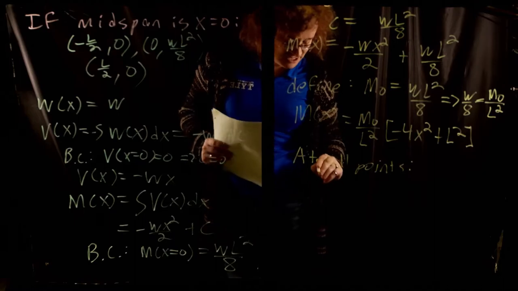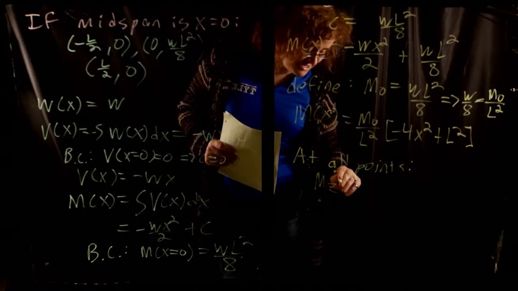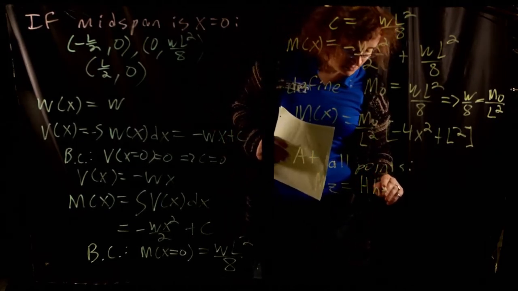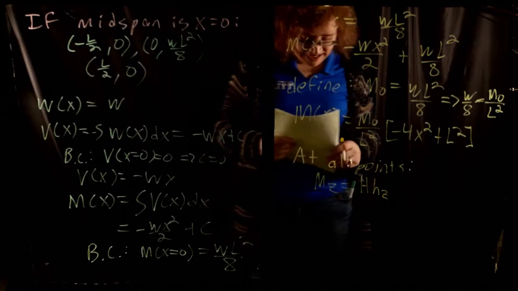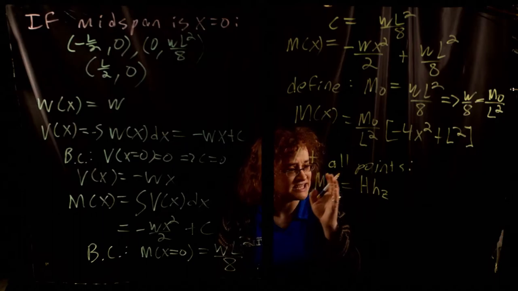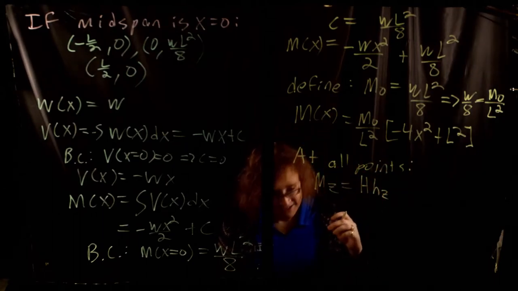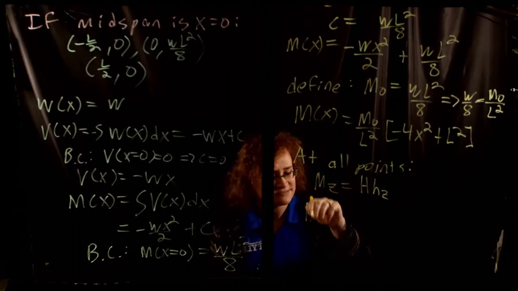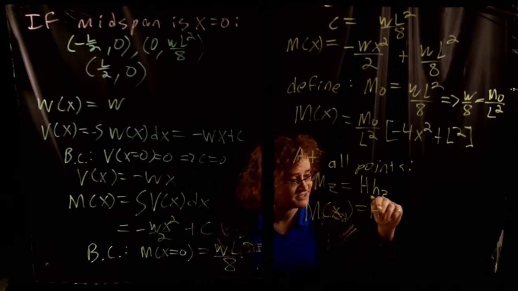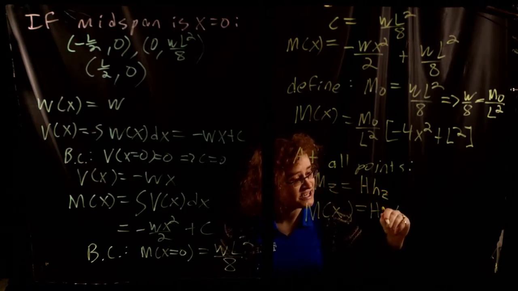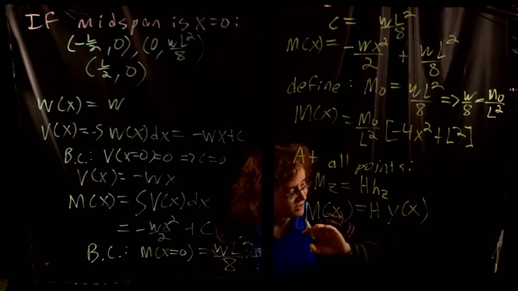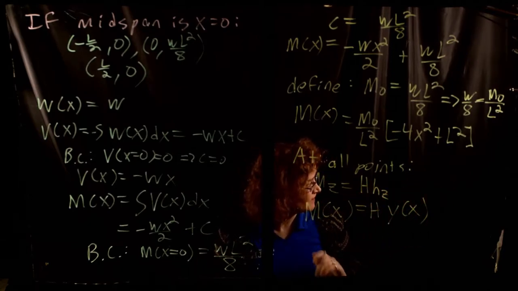I know that this must be true at all points. Mz is equal to h, our horizontal thrust, times hz. Mz equals h times hz. And again, mz and hz will vary as functions of x. So another way to think of this is that this is my m as a function of x. H is my constant of proportionality, and hz is simply my y as a function of x. That is the actual height profile of the arch as a function of x as we go along.